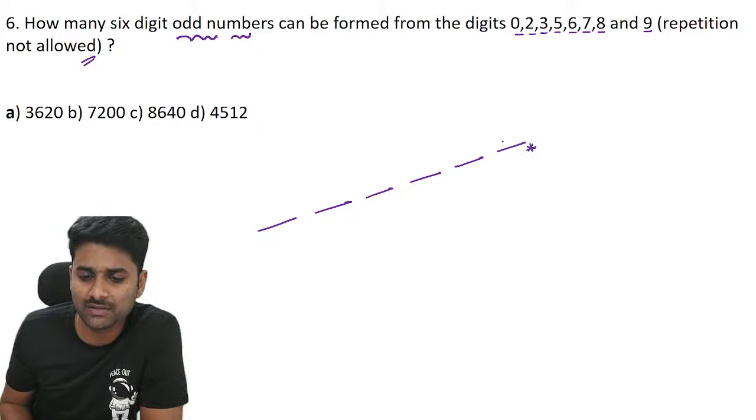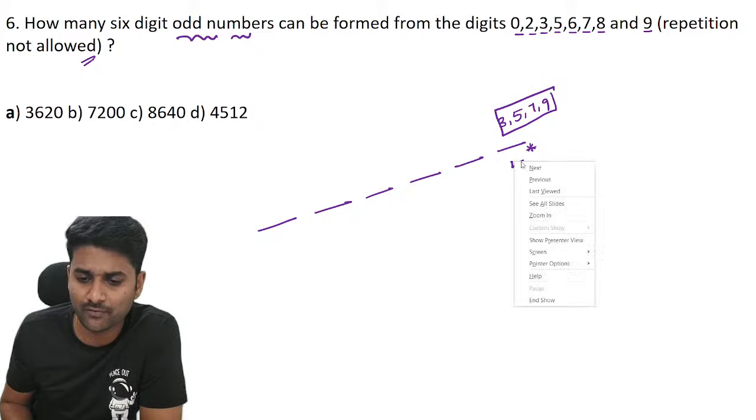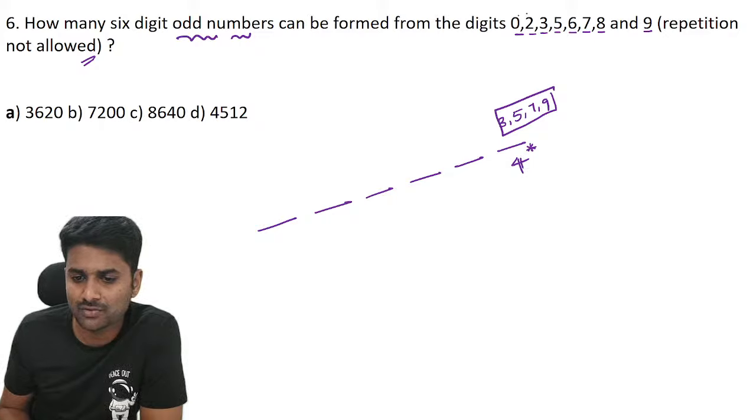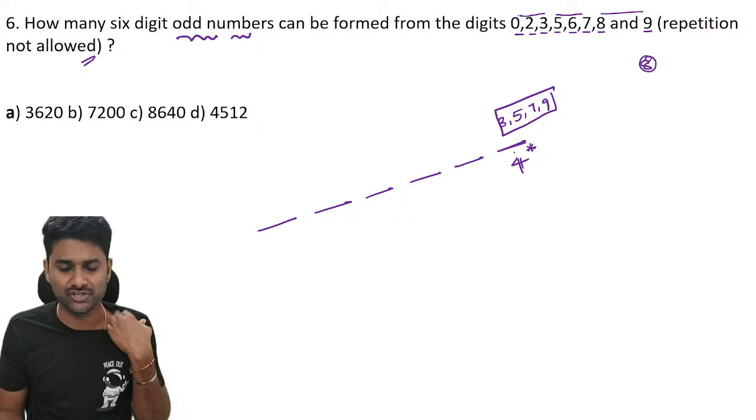If it is an odd number, then the last position can be 3, 5, 7 or 9. You can place one number out of these 4, so here are 4 different possible cases. In total, we have 8 numbers. Out of the 8 numbers, we already used one number in the last position.